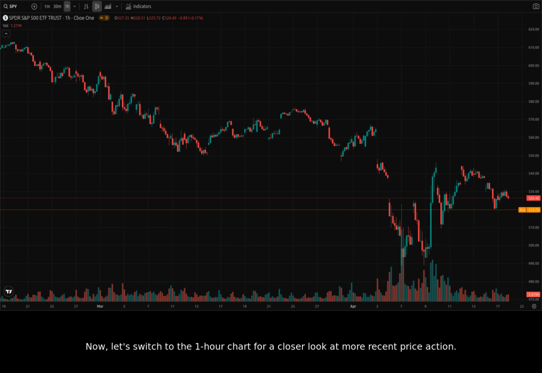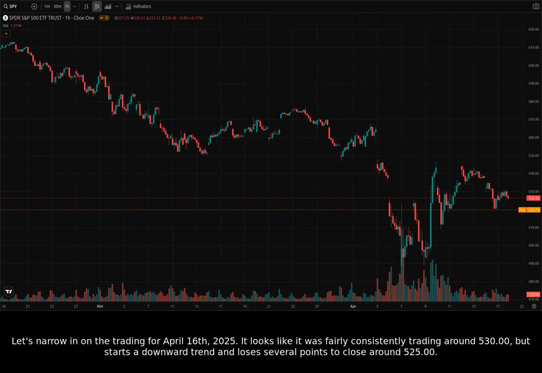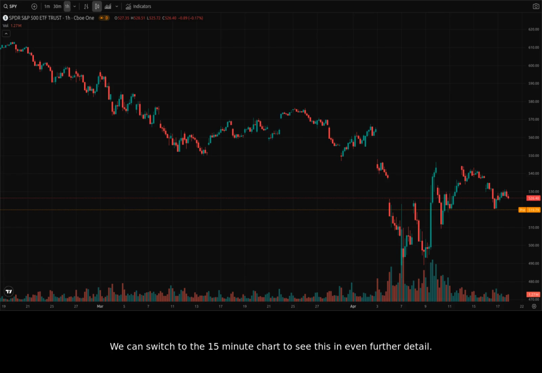Now, let's switch to the 1-hour chart for a closer look at more recent price action. Let's narrow in on the trading for April 16th, 2025. It looks like it was fairly consistently trading around 530.00, but starts a downward trend and loses several points to close around 525.00. We can switch to the 15-minute chart to see this in even further detail.